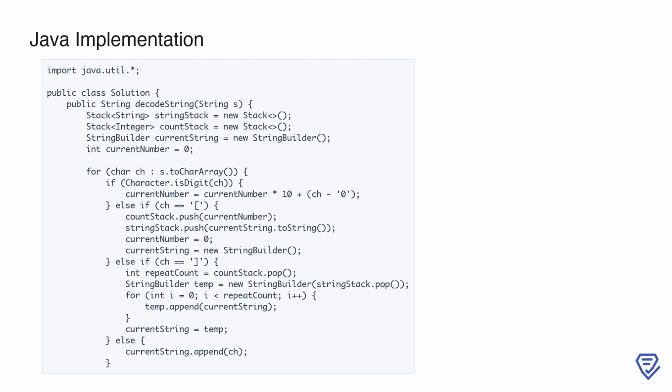Here, we begin by importing the necessary utility classes and defining our solution class. The method decodeString takes a string s as input, which represents the encoded format. To manage nested decoding, we use 2 stacks, a string stack to store the intermediate strings and a count stack to store the corresponding repeat counts. We also initialize a StringBuilder called currentString to build the ongoing decoded string, and an integer currentNumber to accumulate digit characters into a full number.